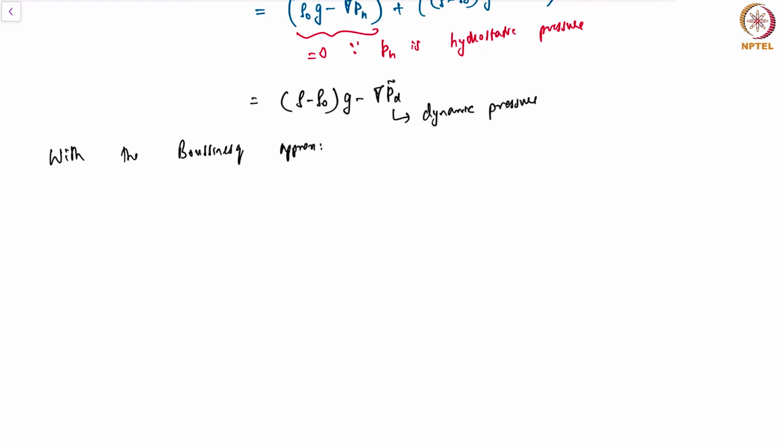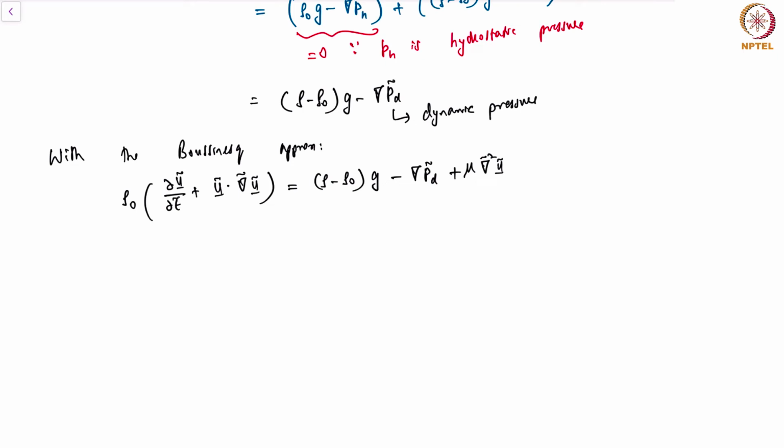What we have is the left hand side, you have density becomes rho naught times del U bar by del T plus U dot grad U. This is rho minus rho naught of G minus grad PD plus mu del square U. This is what we have. This is my momentum equation.